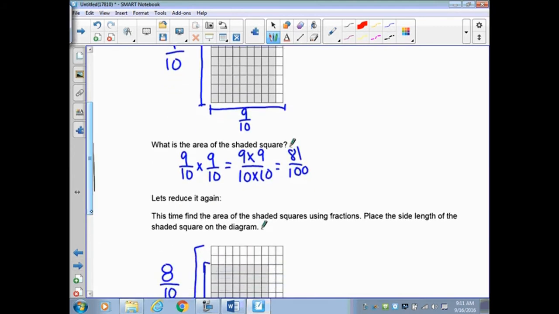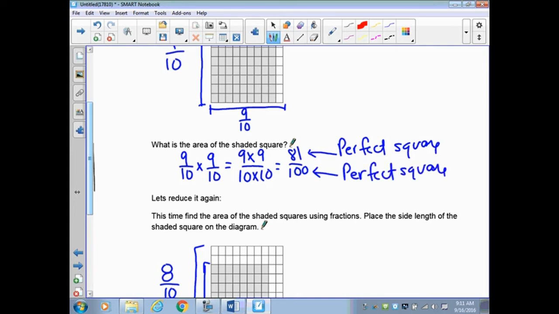So look at this one with 9 over 10. 81, that's a perfect square. And this one here, 100, is a perfect square. Because of this here, this is a perfect square.